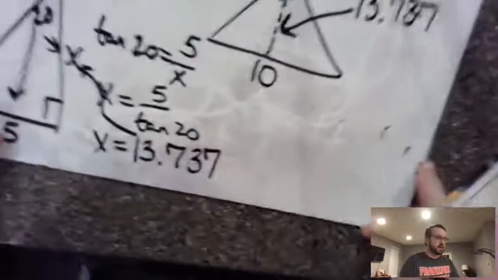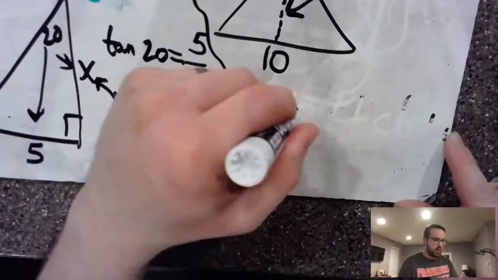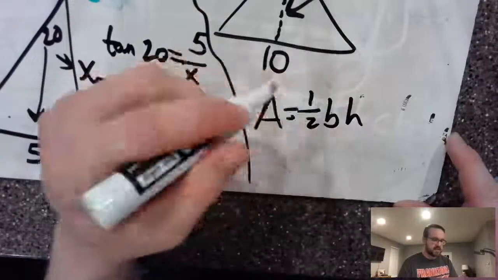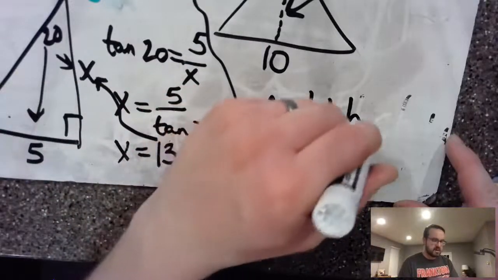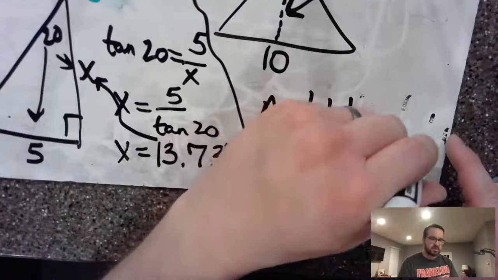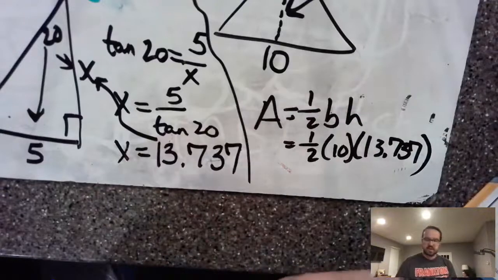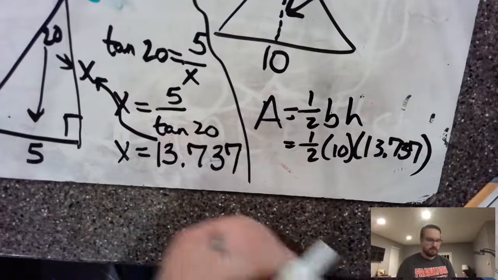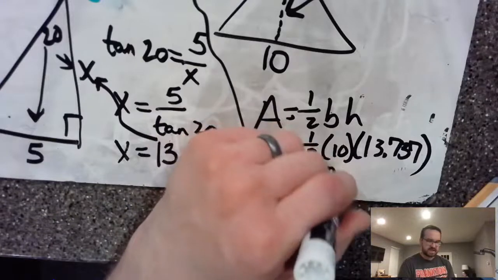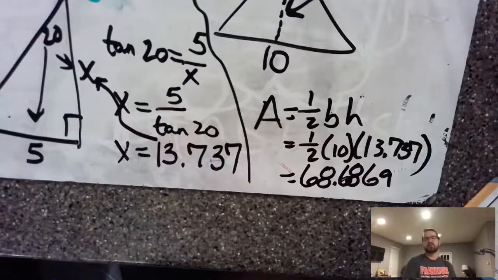Let's see if I can get this written down here. The area is 1/2 base times height. So if I just go ahead and plug my numbers in, 1/2 of 10 times 13.737. Using the handy dandy calculator, go ahead and plug that in. And I'm just coming up with an area of 68.6869, right? For lack of a better word.